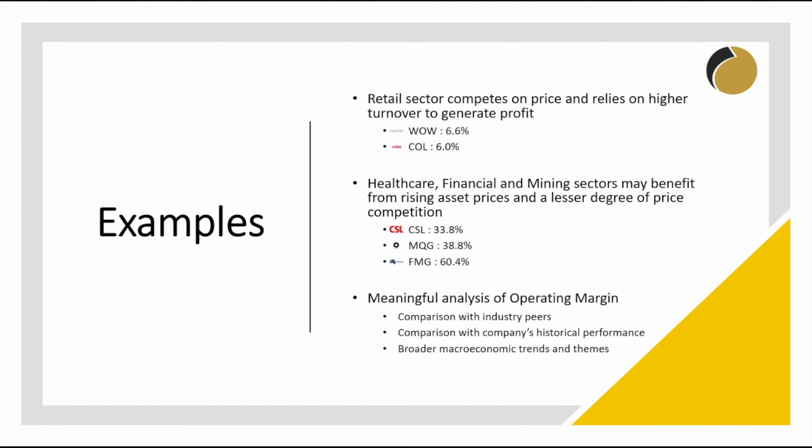Macquarie Group had an operating margin of 38.8% on the back of continued strength in the equities and fixed income markets and corporate finance activity, while Fortescue Metals Group had an operating margin of 60.4% on the back of a rising iron ore price. So in summary, this means that a meaningful analysis of operating margin should involve a comparison with the company's industry peers, analyze whether it's stable, trending up, or trending down compared to the company's historical performance, and also consider broader macroeconomic trends and themes.